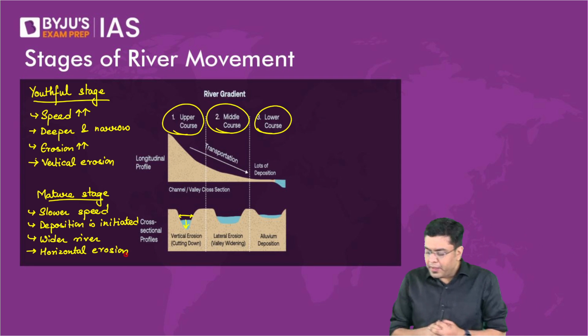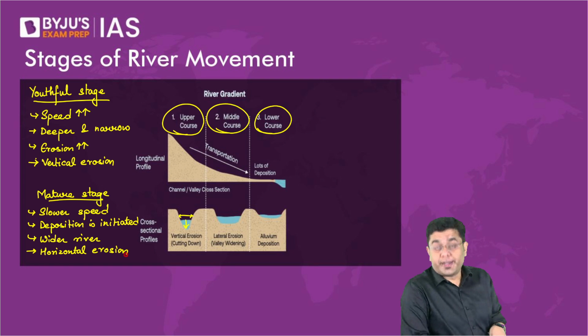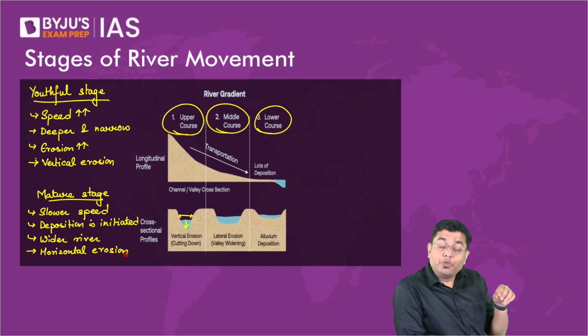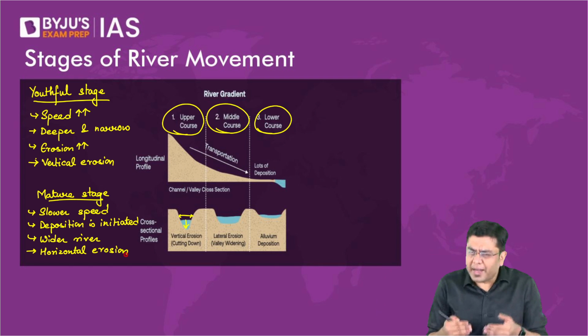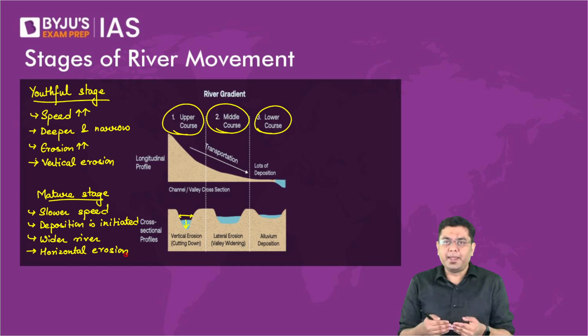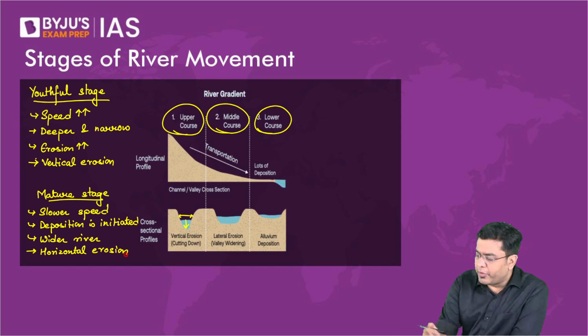Then you have the old stage of river movement. Now this mature stage is also what is referred to as the middle course of the river movement. Now we come to the lower course, right before the river enters the sea. That is also referred to as the old stage.